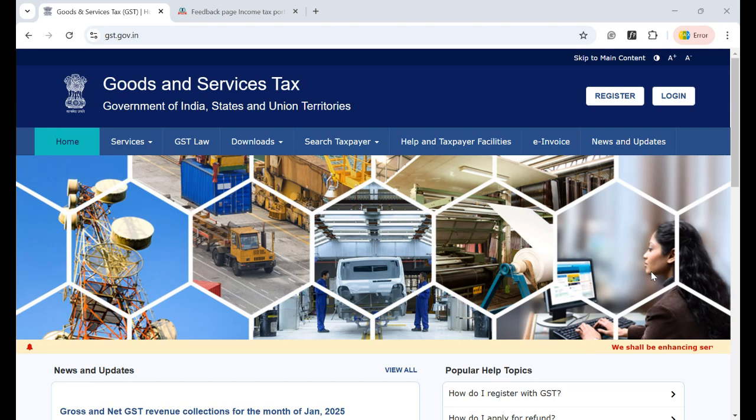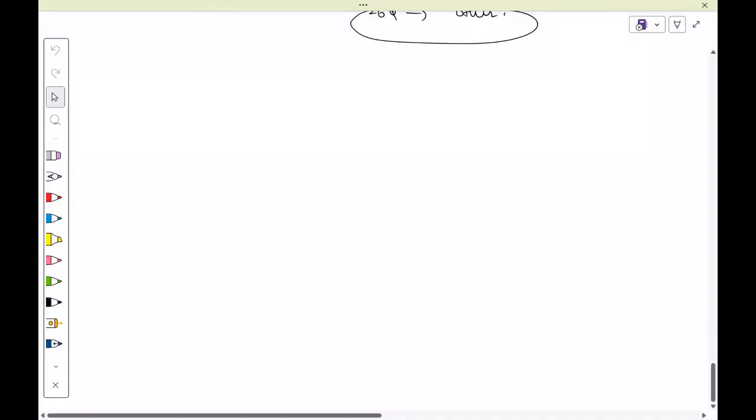He is supposed to file two returns on a monthly basis, GSTR1 and GSTR3B. GSTR2 is not relevant, it is not supposed to be filed. Only two returns, GSTR1 and GSTR3B. What are the due dates for these returns? Any idea?